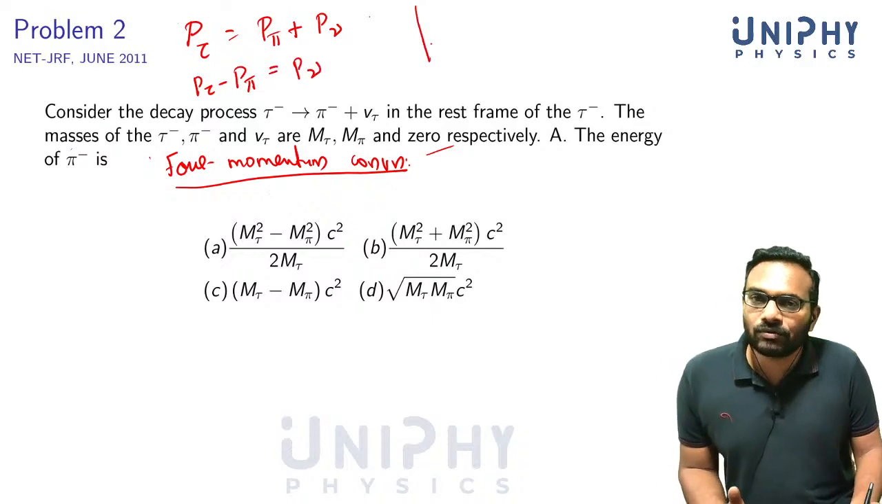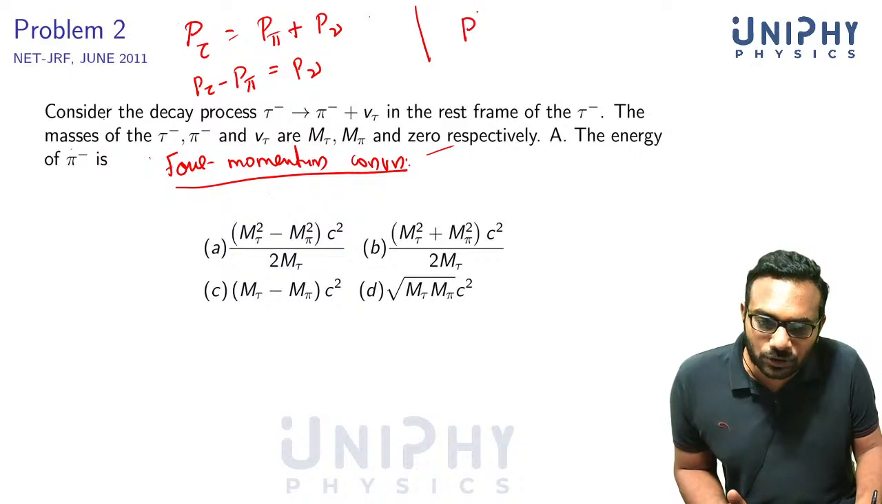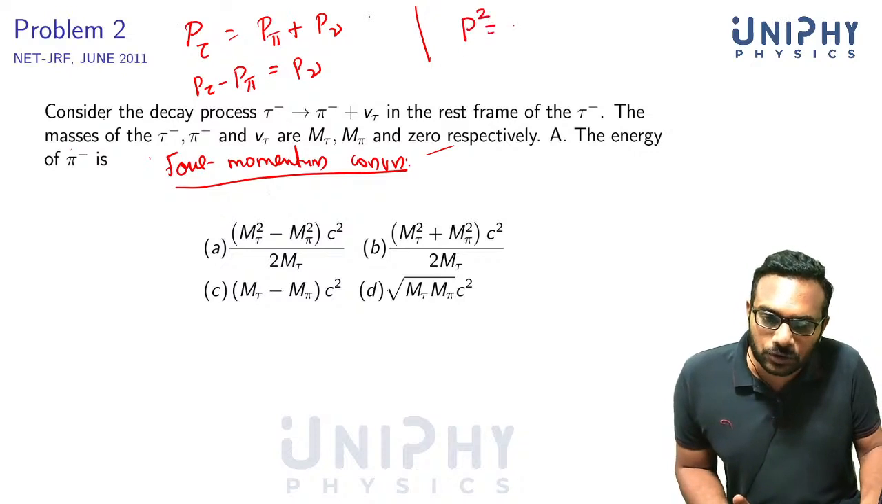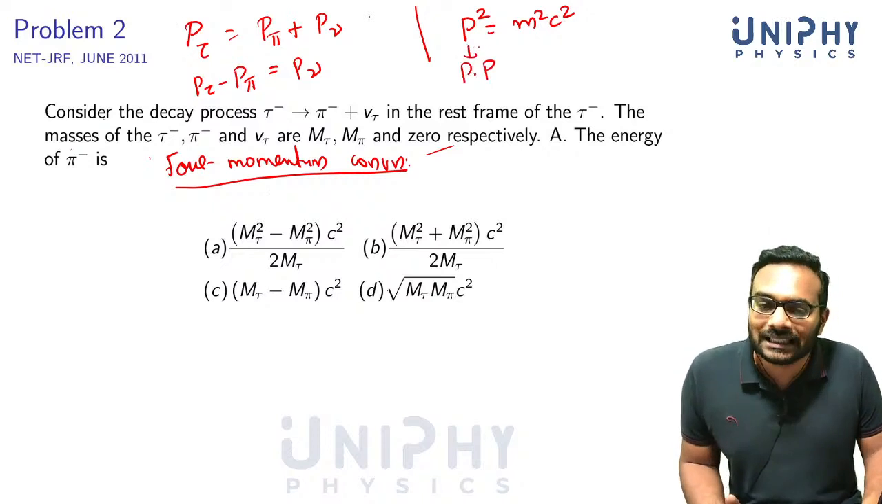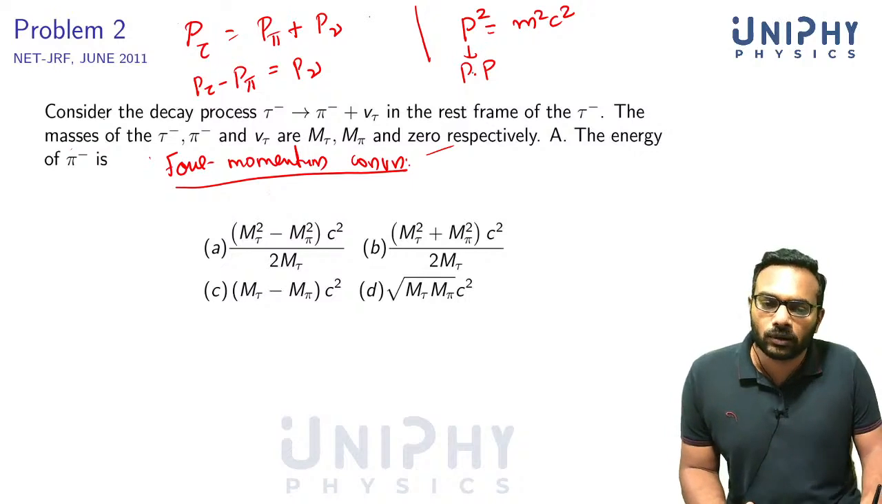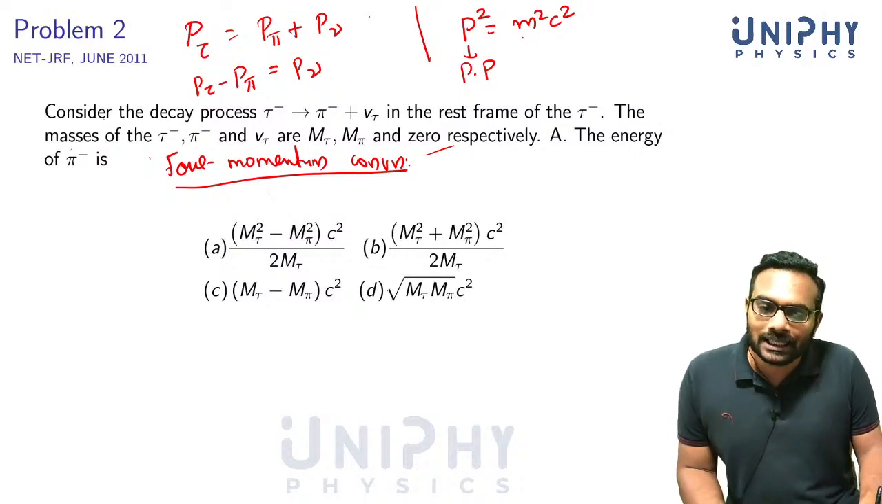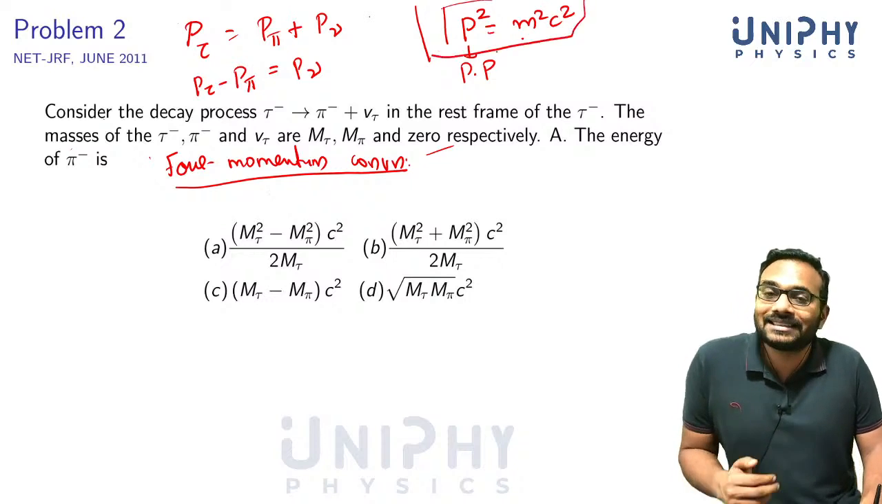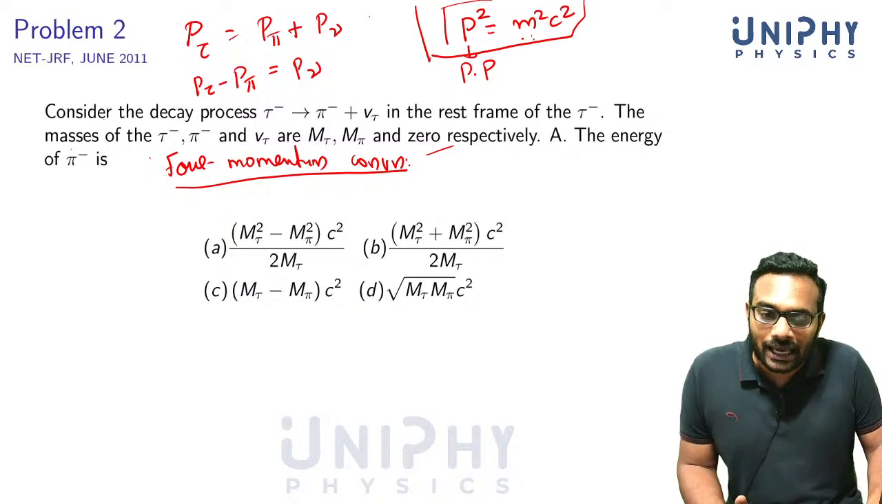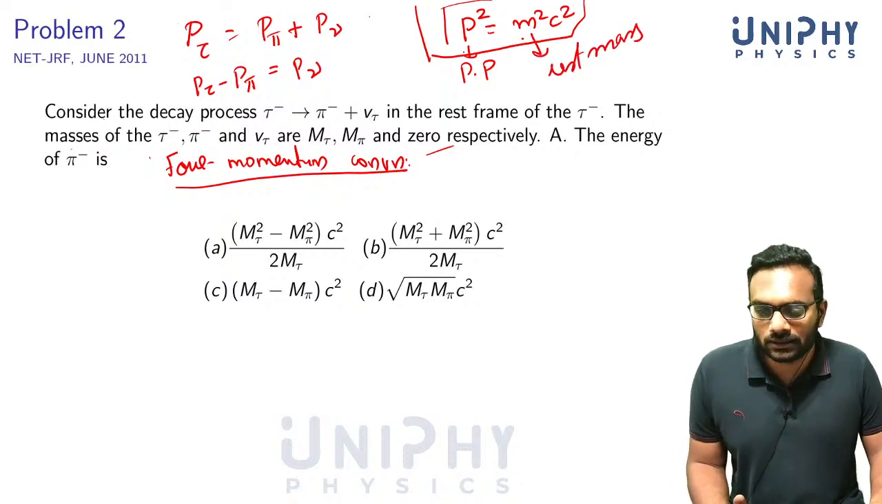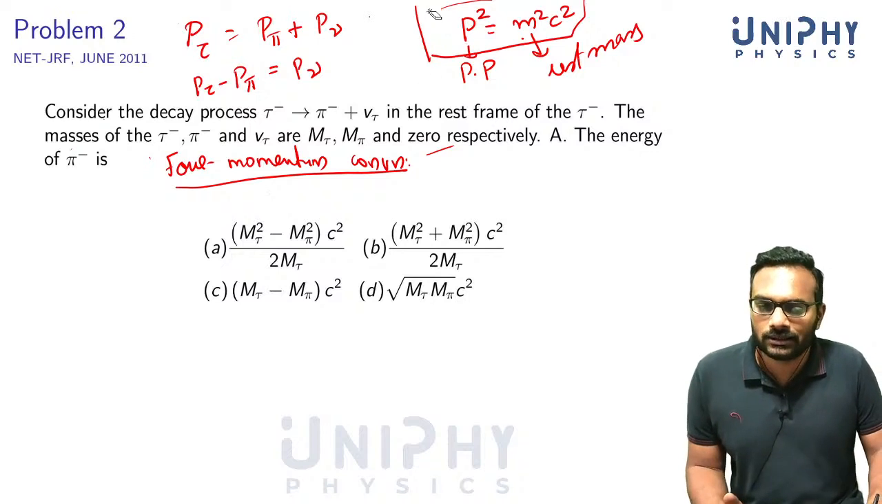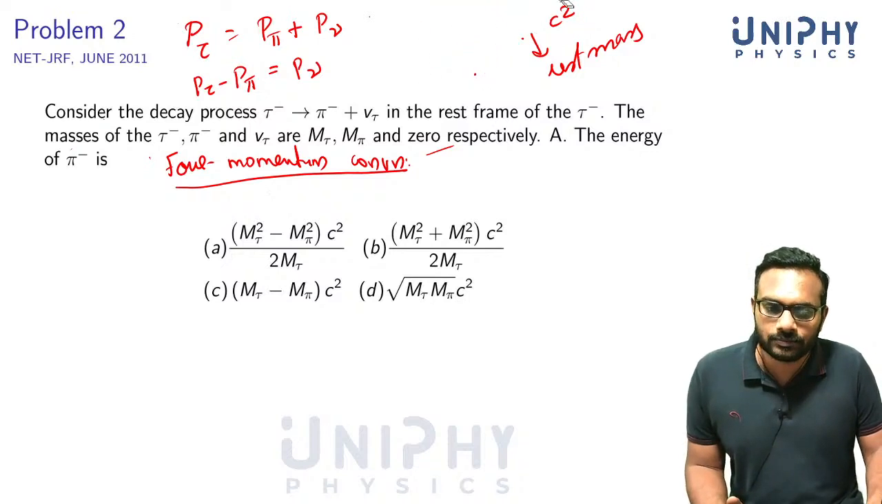The reason we are doing this is that we can make use of this relation: P square is equal to m square c square. P square means P dot P, the scalar product of the 4 momentum with itself. It's equal to m square c square. It's a relativistically invariant quantity. m is known as the rest mass. So we can use this result.